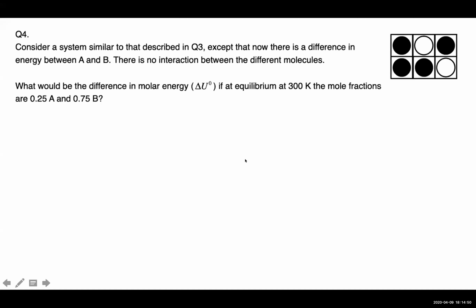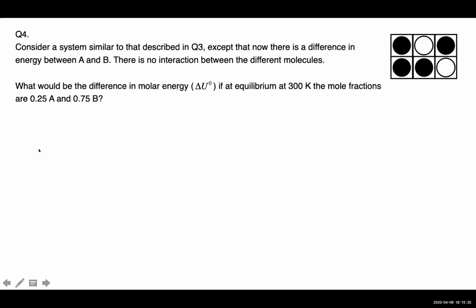Yes. Okay, so question number 4 asks us to consider a system similar to that in number 3, except that now there's a difference in energy between A and B, and there's no interaction between the molecules. We're asked to calculate the difference in molar energy, or delta U, at equilibrium at 300 Kelvin if the mole fractions are 0.25 for A and 0.75 for B. For this problem, we can calculate the equilibrium constant for the interconversion between A and B, because that allows us to calculate the difference in energy.